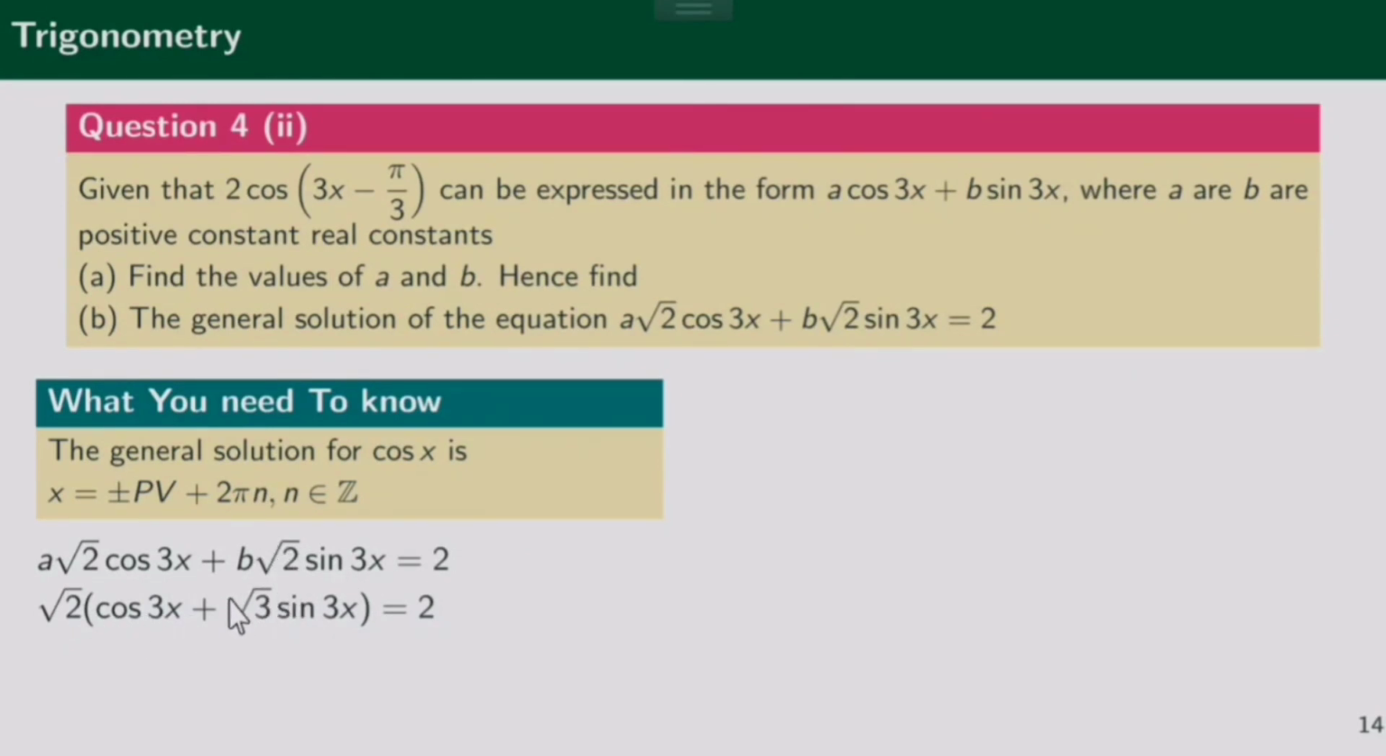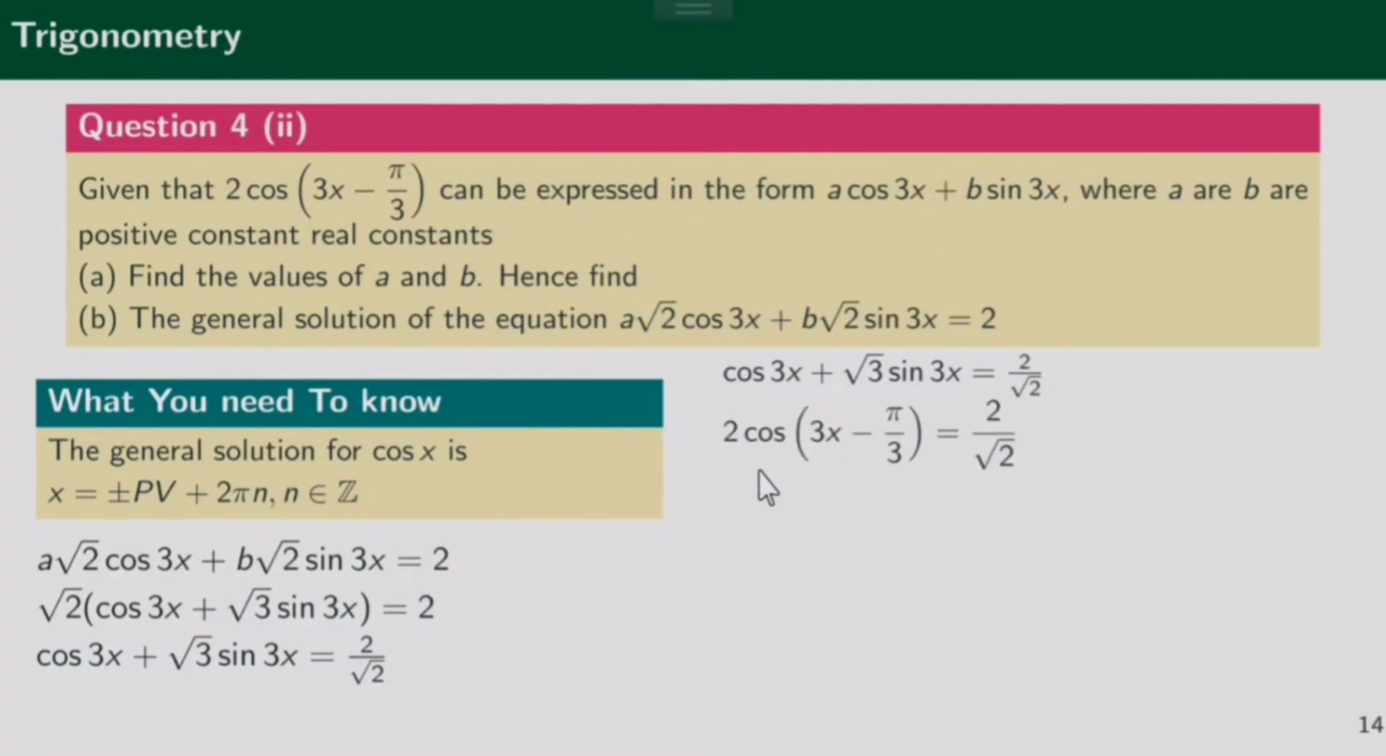B as root 3. So I have root 3 times sin 3x equals 2. And remember, this expression is equal to 2 cos of 3x minus pi on 3. But then I can divide both sides by root 2, and the left hand side is exactly equal to 2 cos of 3x minus pi on 3 is equal to 2 divided by root 2. I can divide each term by 2. The 2 cancels out, so I have 1 divided by root 2.